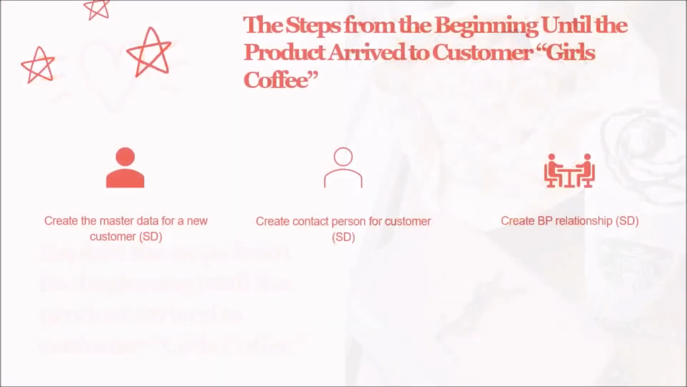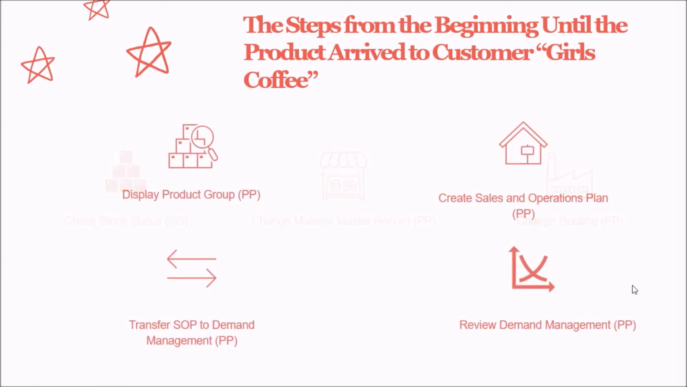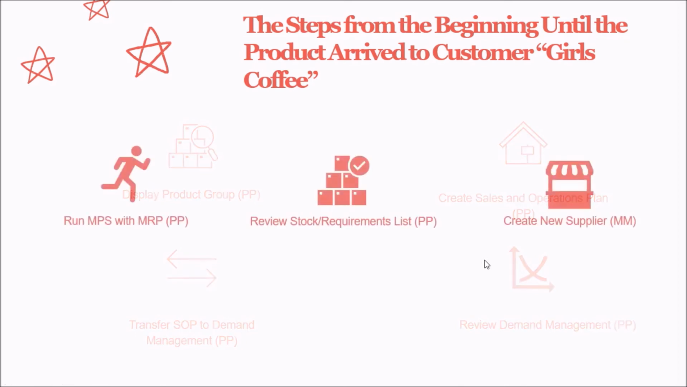First, we need to create the master data and the correct contact person and create the relationship in SD, and then check stock status. After that we move to PP, check the material master record, change routing, display product group, and then create sales operation plan, transfer SOP to demand management, review demand management, and then run MPS with MRP, review stock, create new supplier, and in this part we move into MM.